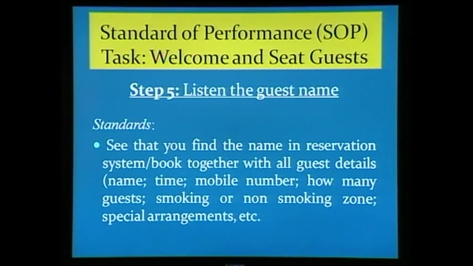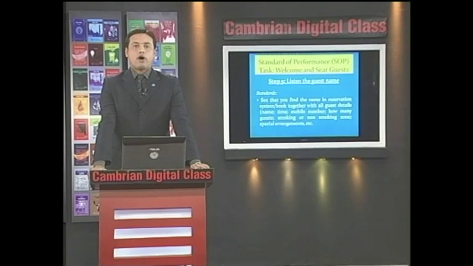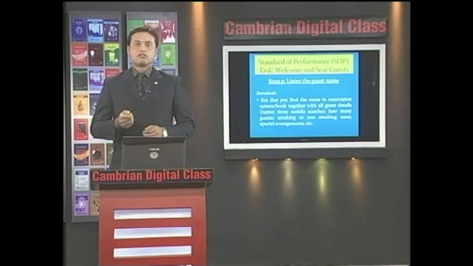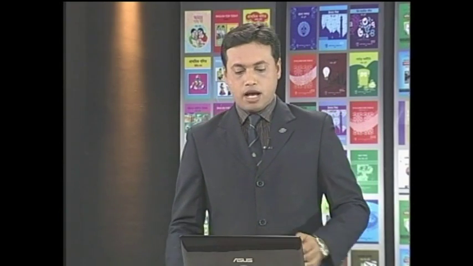We are still discussing step 5, listen to the guest's name, and the last standard is to find the name in the reservation system or book together with all guest details such as name, the time, mobile number of the guest, how many guests, smoking or non-smoking zone, or any special arrangements for the guest. In every 5-star hotel restaurant, you will have two zones. One is a smoking zone, another is a non-smoking zone. One has to ask while taking the reservation, sir or madam, would you like to sit in the smoking zone or non-smoking zone? Because smokers will definitely smoke while having their meal in the restaurant. On the other hand, non-smoking people will not want smoking during their meal. So asking about smoking or non-smoking zone is very important while taking the reservation.